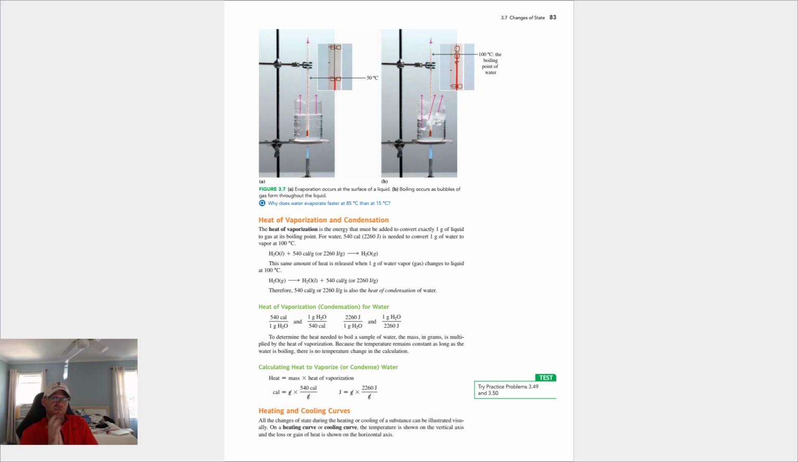The heat of fusion is the point at which a substance melts. The heat of vaporization is the energy required to make it boil. Okay, let me say that one more time. Heat of fusion is the energy required to make a substance melt. Heat of vaporization is the energy required to make it boil. 1 gram in particular. All right.